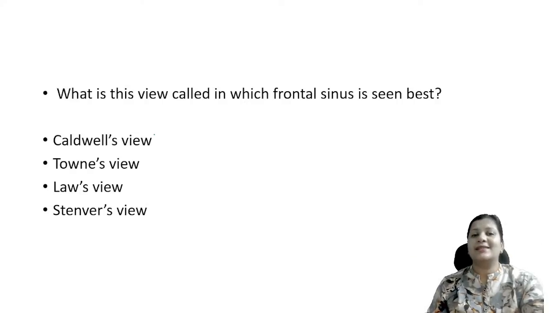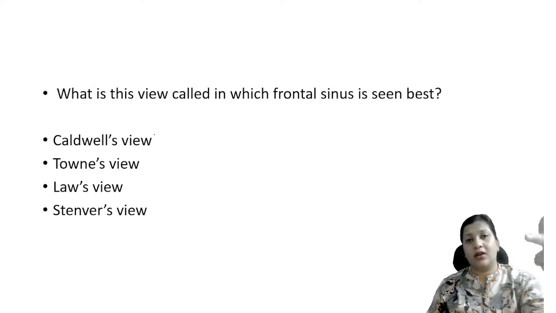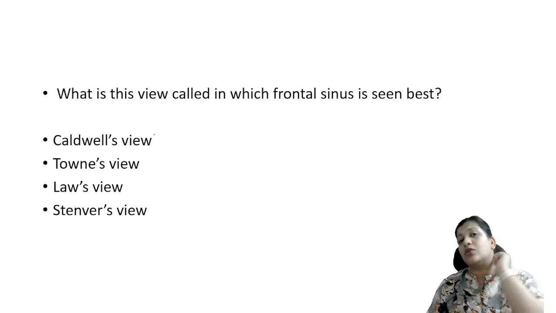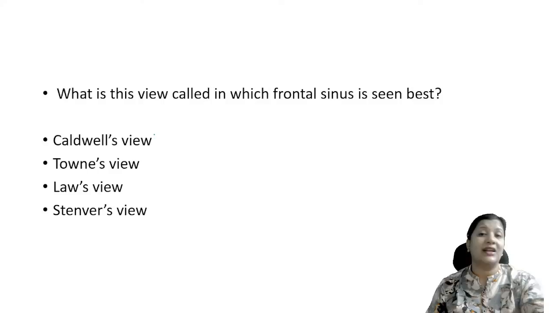Okay. What is the view called in which the frontal sinus is seen the best? Caldwell's view, Townes' view, auriculotemporal view, Stenver's view. So basically, in parotid lesions, when we are trying to do a parotidectomy, there are two nerves at risk, the auriculotemporal nerve and the greater auricular nerve. But typically, since the incision goes into the lower part of the pinna near the angle of the jaw, the nerve that is at highest risk is your greater auricular nerve.